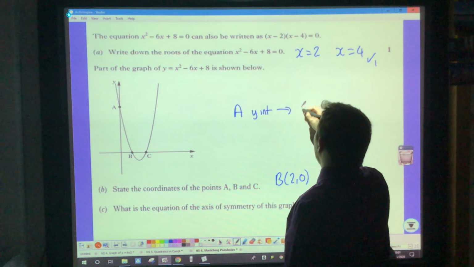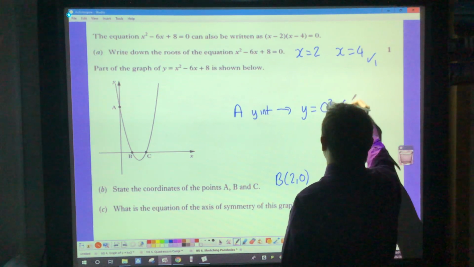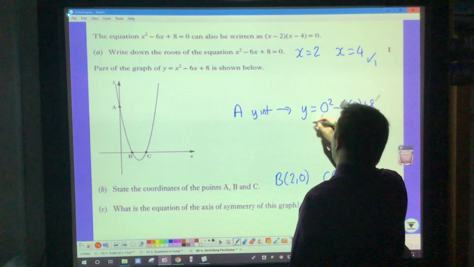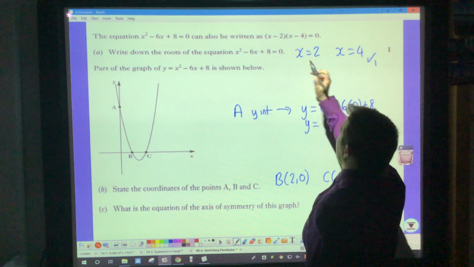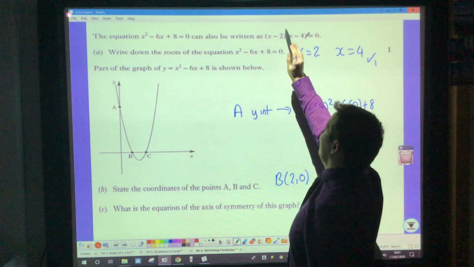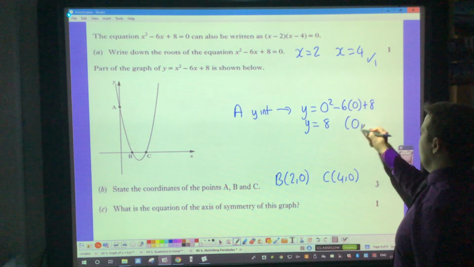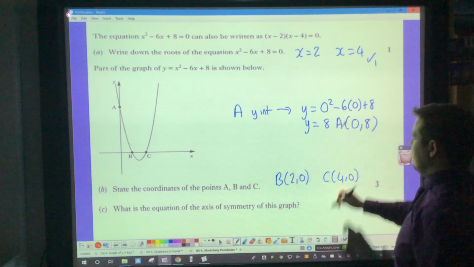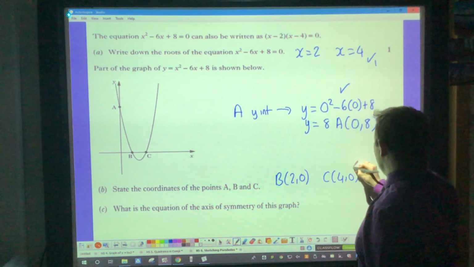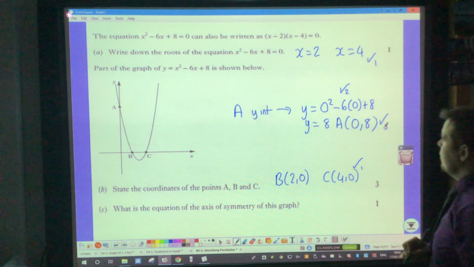I'm going to set x equals 0 in either of those equations. Doesn't really matter. Let's go for the first one. 0 squared minus 6 lots of 0 plus 8. Well, that is 8. If you did it in this one, you'd get 0 minus 2, which is negative 2. 0 minus 4 is negative 4. Negative 2 times negative 4 is 8. So A is (0, 8). So mark 1, mark 2 for value, knowing how to do that, and mark 3 for the final coordinate.